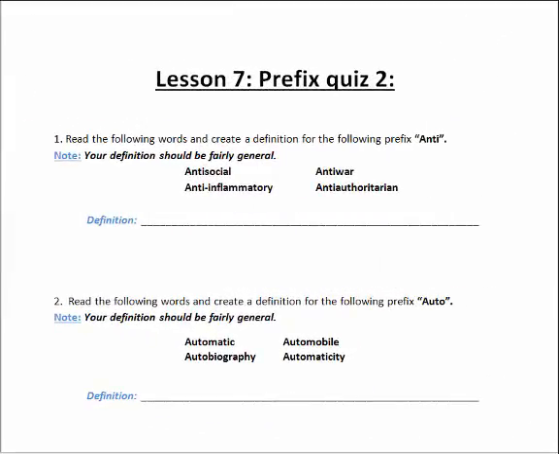Right, continuing right along as we left off with Lesson 7, Prefix Quiz number 1. We are in Lesson 7, Prefix Quiz number 2. Here is what we're going to do, just a basic continuation of what we did in quiz number 1. We're going to go through every two, pause the video, and then make a loose definition based upon the words that we're going to see here. Let's go ahead and get started.